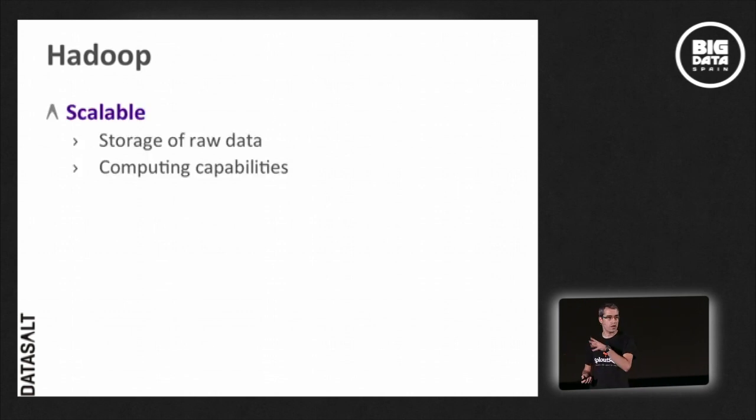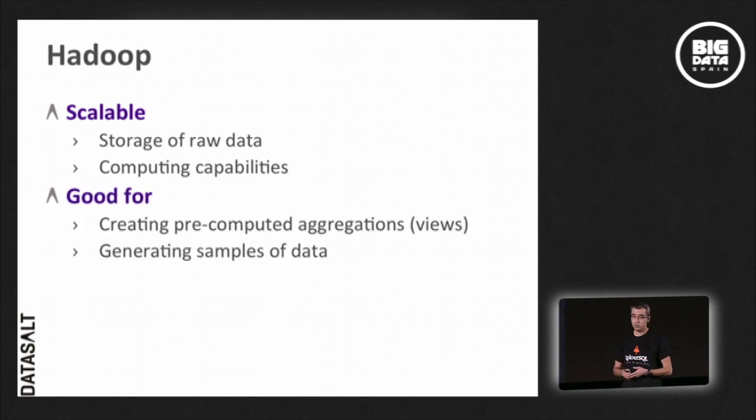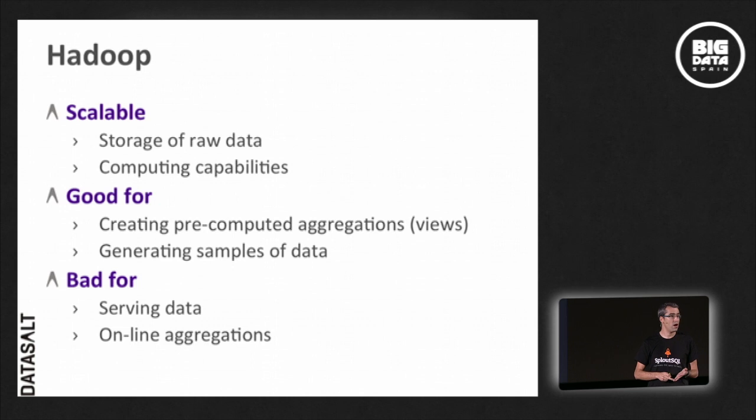First of all is Hadoop. We use Hadoop. Why? Because it's scalable, so it's very good for storing raw data, the events, and it's also good for its computing capabilities. We can scale perfectly, so if we have more data, it's a question of money. More money, more storage, more computing capabilities. Hadoop is good for creating the pre-computed views and for computing the samples, but Hadoop is bad for serving data and for performing online aggregations. That's obvious, because Hadoop is not a database. So you cannot use Hadoop for serving data or for performing online aggregations.